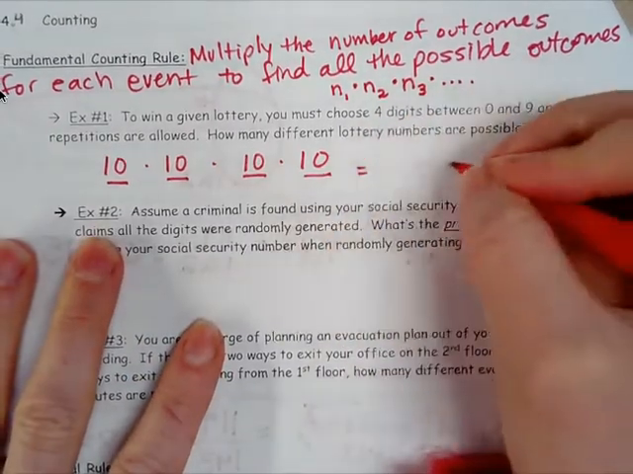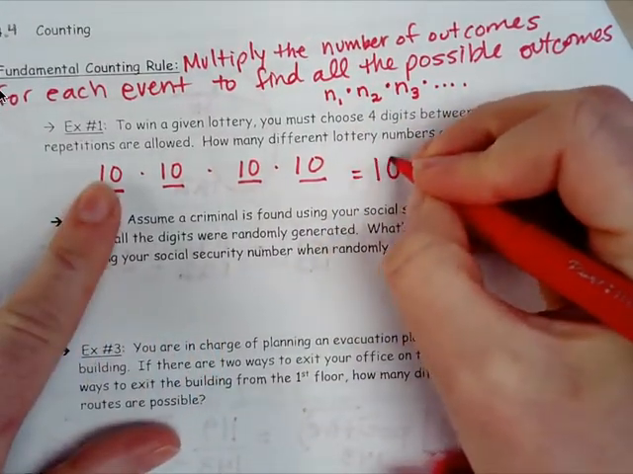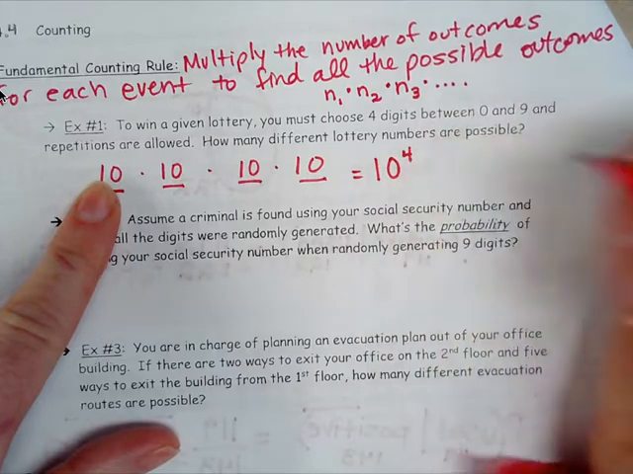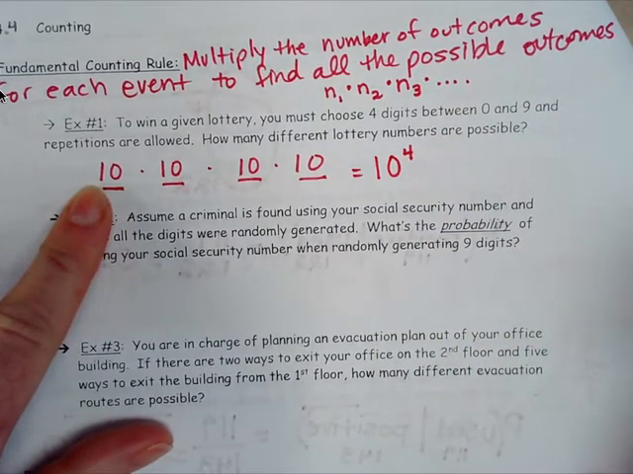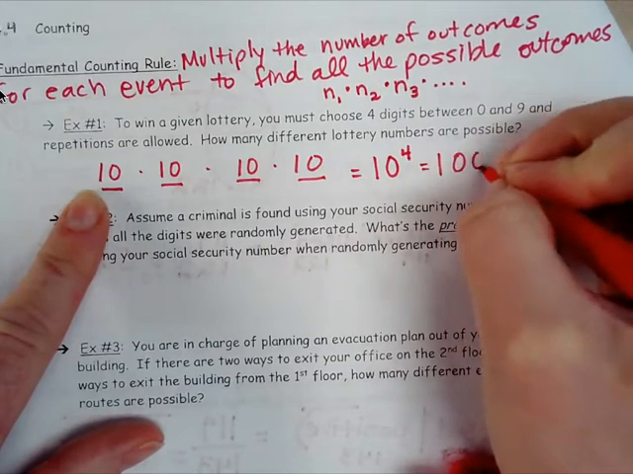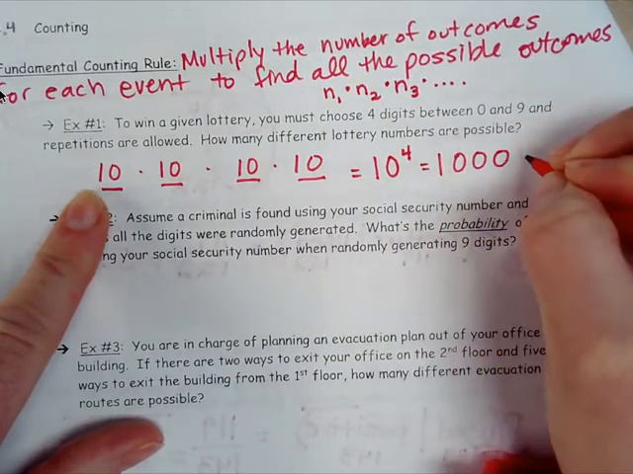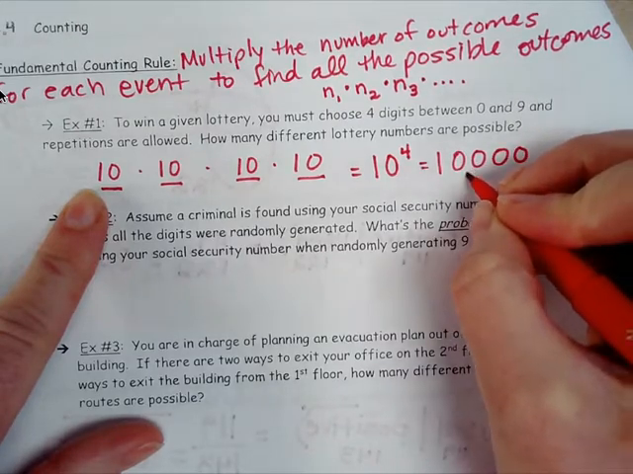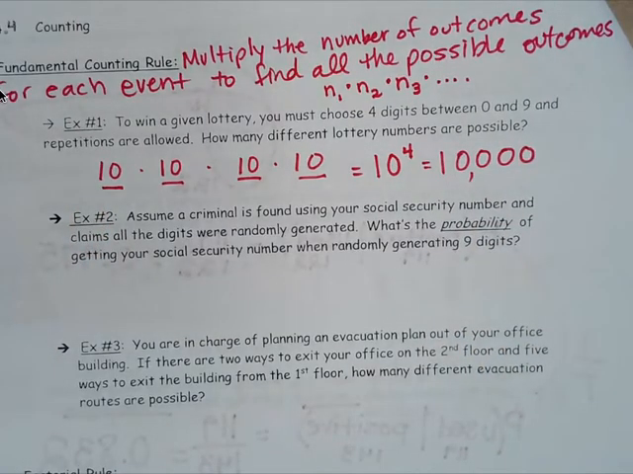So this comes out to 10 to the 4th, which is 1 with 4 zeros. Great. So there's 10,000 possible outcomes.